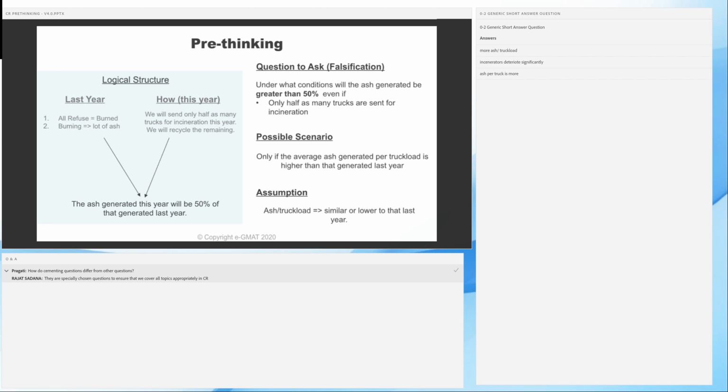Okay. What that means is ash per truckload, so that's the only scenario in which my conclusion breaks down, which means my assumption is that ash per truckload is going to be identical to or lower than what it was last year. Is that clear? Can you really see, if you focus on spending more time on the argument and doing pre-thinking, you can actually get to the answer with a lot more confidence.